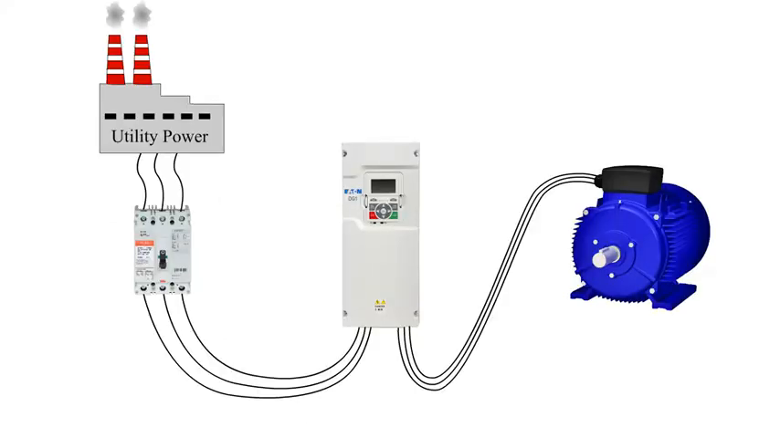When a customer uses a drive, the power comes from upstream, which we can call the utility power. First, it passes through a circuit protective device, like a circuit breaker, and then it continues into the input of the drive. The frequency of this power is at 60 Hz. When the power exits the drive, it then continues to the motor.